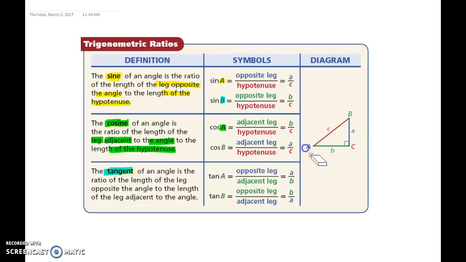And then when we highlight angle B, when we're doing cosine of angle B, now the adjacent leg changes. The adjacent leg now becomes this side, BC, which is denoted by the letter a.